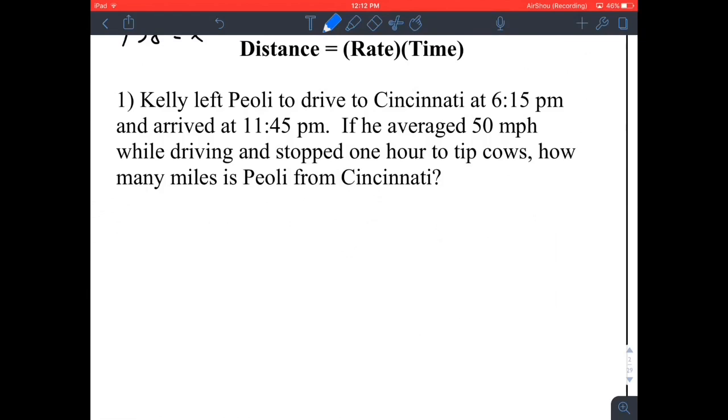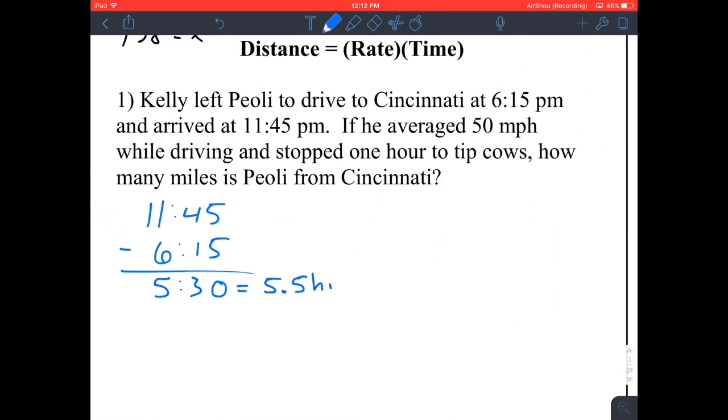So if I go from 11:45 as my end, and I'm starting at 6:15, and I subtract those, old school style, I end up with 5 hours, 30 minutes. So instead of being in hours and minutes, it's probably easier just to be in hours. So that's going to be 5.5 hours. So what that first sentence is telling us, this person traveled for 5.5 hours.